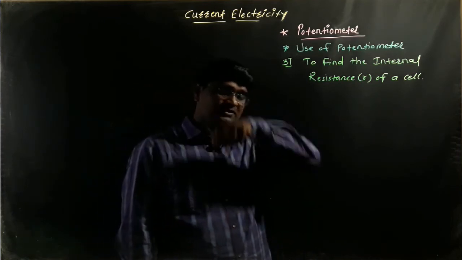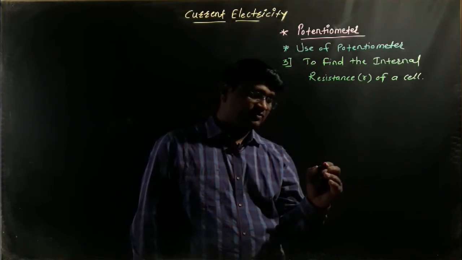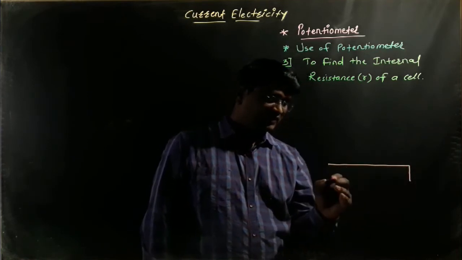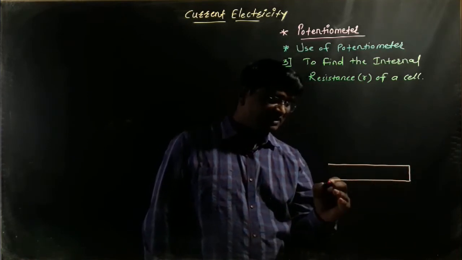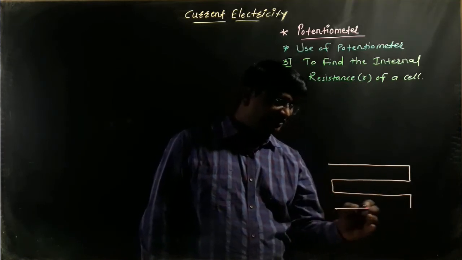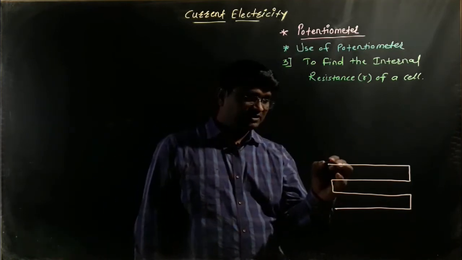So we can draw the circuit. Let's see here the same construction for the potentiometer wire. This is the potentiometer wire, and this wire is divided into a number of segments, and each segment is of length 100 centimeter. So this is the potentiometer wire AB.